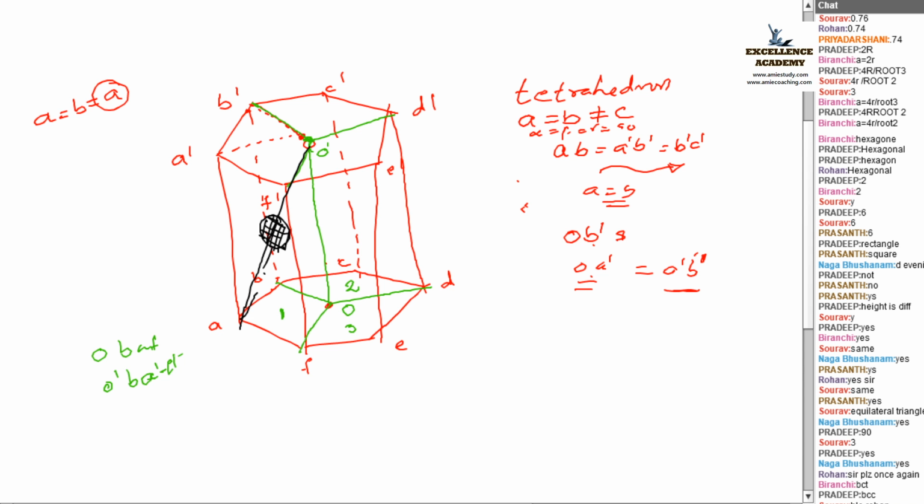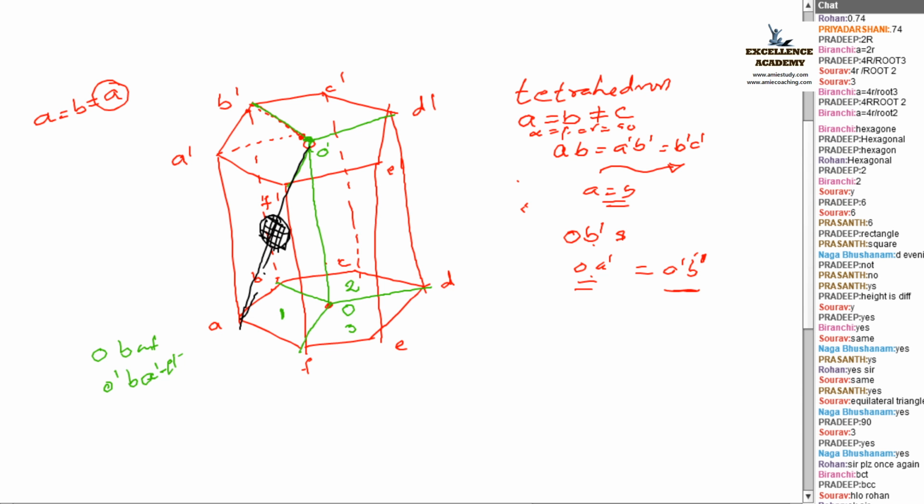Okay. Next is, and then I am going to join C and O dash. That is the body diagonal. And place another one. That means each tetrahedron's body center carries what? One body-centered atom. Got it? So that is one set of atoms.